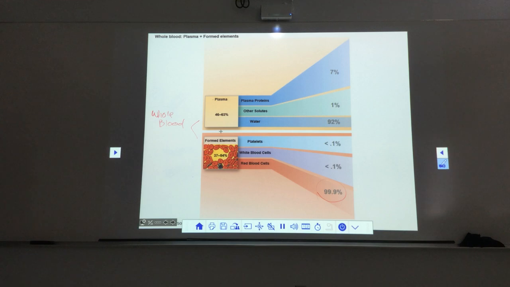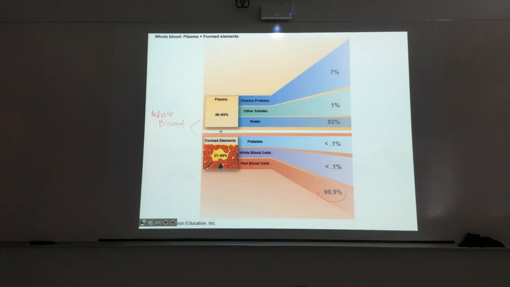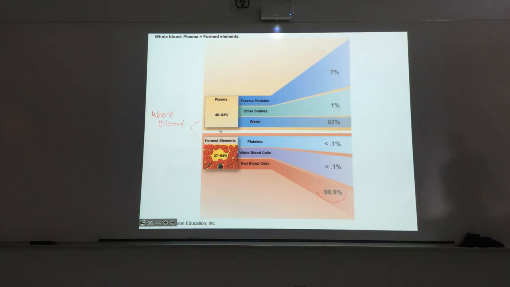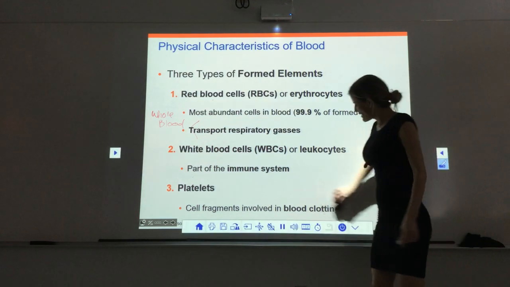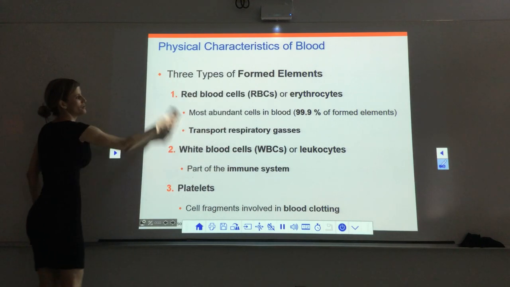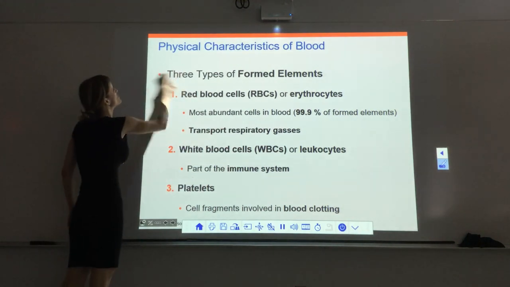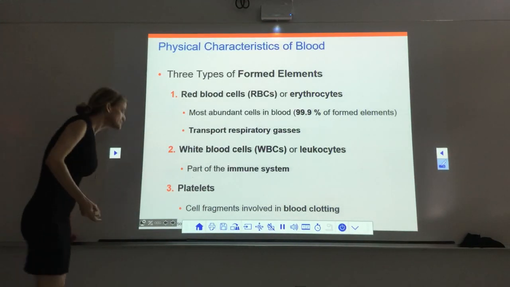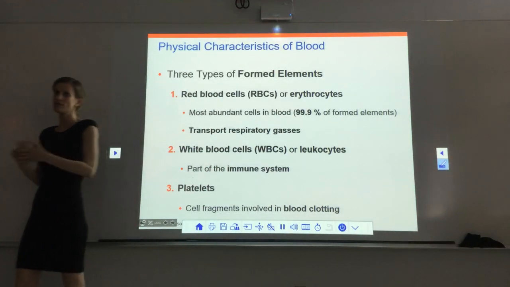Formed elements are 99.9% red blood cells. So almost every cell that you see in the blood is going to be a red blood cell. Way more red blood cells than anything. We'll mention these really quick right now, and then we'll spend a lecture and a half, maybe two lectures, going through them in detail, but we'll just mention them before we go through the plasma in detail.